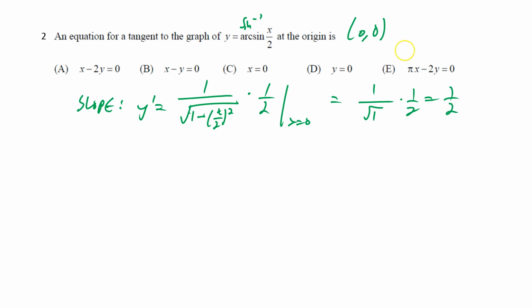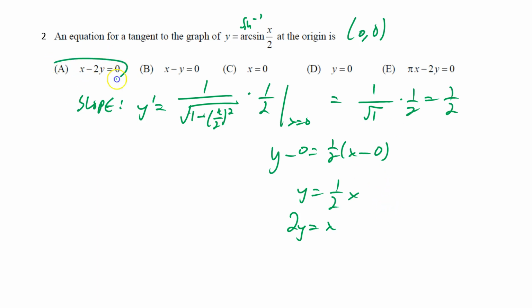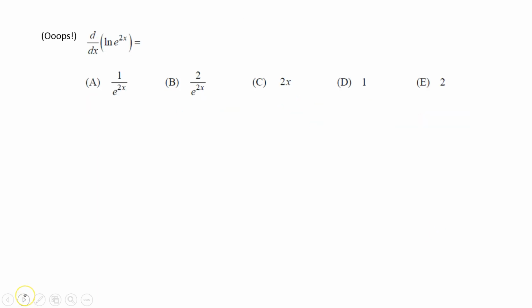So we have our slope, we have our point, so it's going to be y minus 0 equals 1/2 times x minus 0, or y equals 1/2 x. Now it looks like these answers are written in funny forms. So let's multiply both sides by 2. So we have 2y equals x. And then let's subtract 2y, because it looks like that's going to give us a match. So we have x minus 2y equals 0. Cool. Not too bad. All right, moving right along.